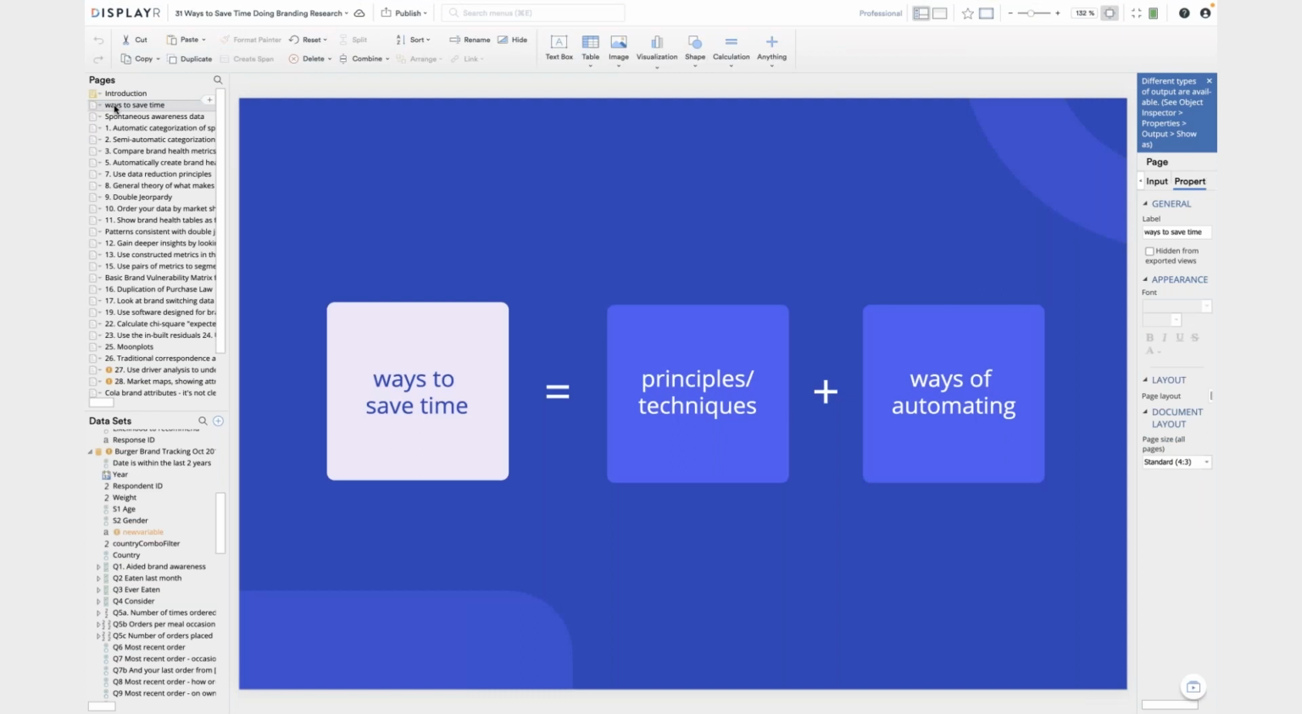If you're new to branding research, you'll get a lot out of the principles and techniques. I'm going to share all the basics. If you're an experienced branding researcher, I hope to show you lots of great ways of saving time, principally by automation.